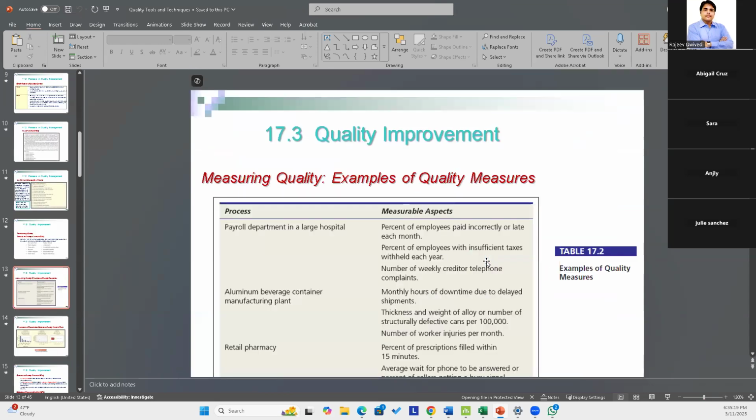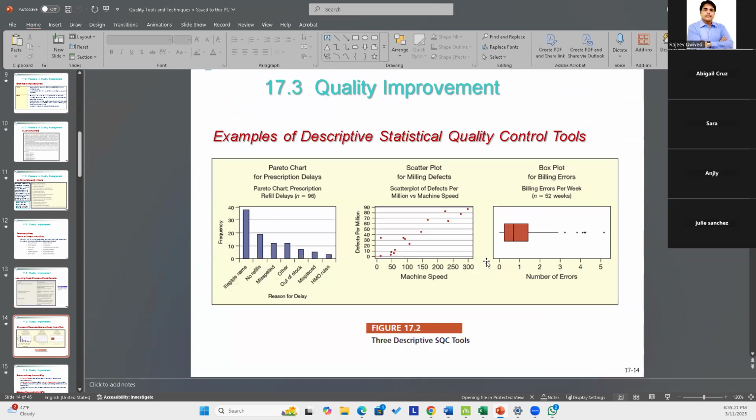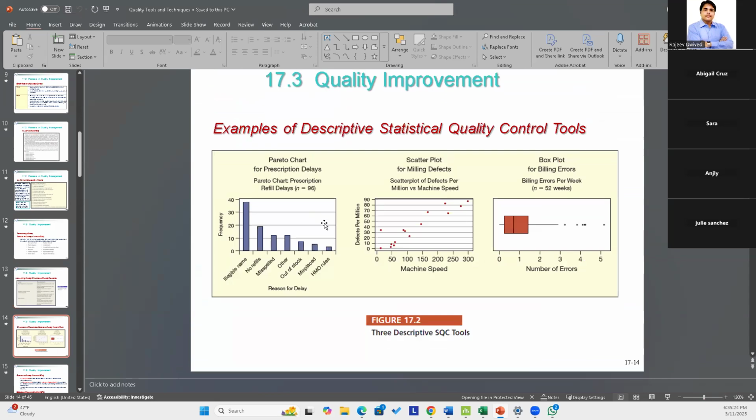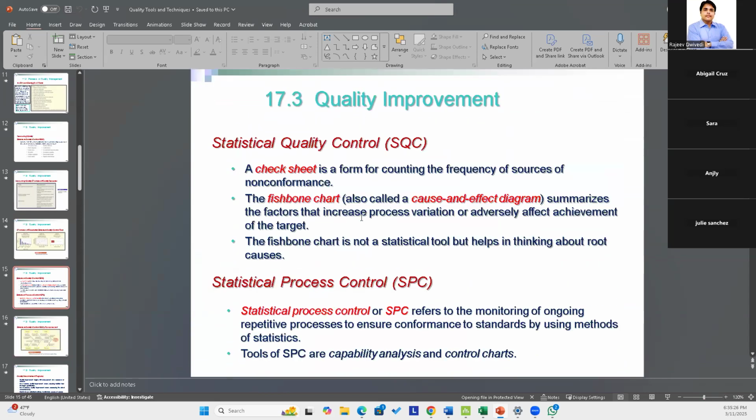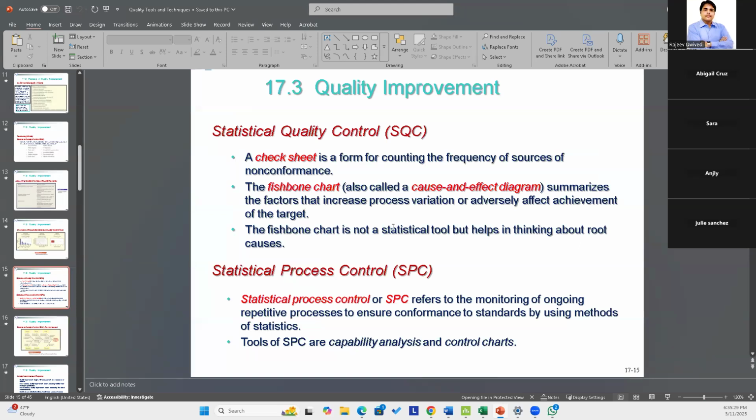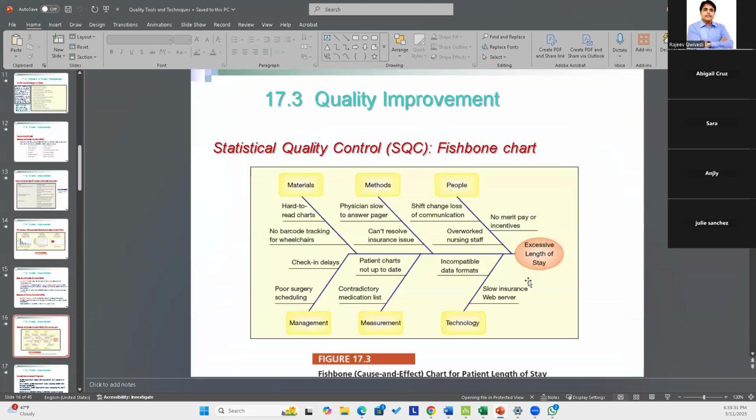So let me show you. Why am I not showing the rest? Because these are simple things that we already have. This is the fishbone diagram. Basically, any effect or any result is due to these six factors: material, method, people, technology, measurement, and management. Underneath each of them are some issues that impact the outcome.